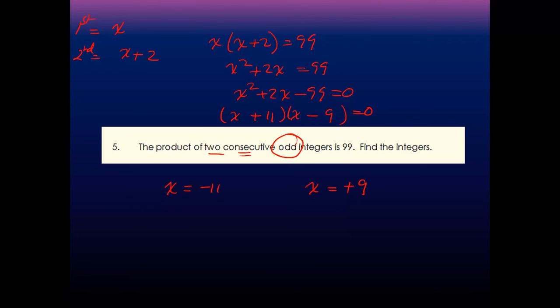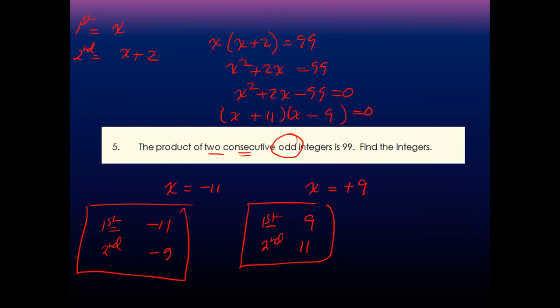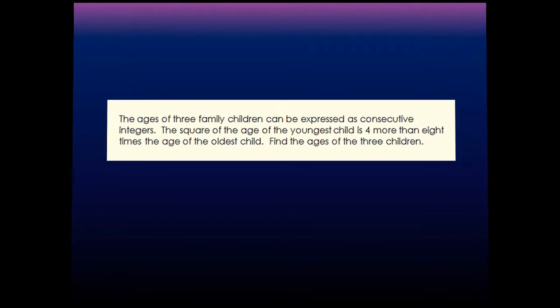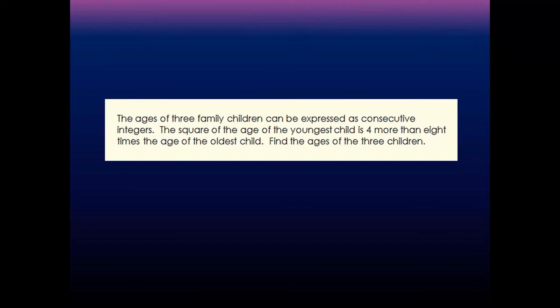So if x is the first integer, if the first integer is negative 11, the second integer is going to be negative 9, x plus 2. If the first integer is 9, the second integer is going to be 11. The product of both of these, as you see, is going to be 99. Okay? Got that one? Sure. All right. Now I think this is the last question we have.